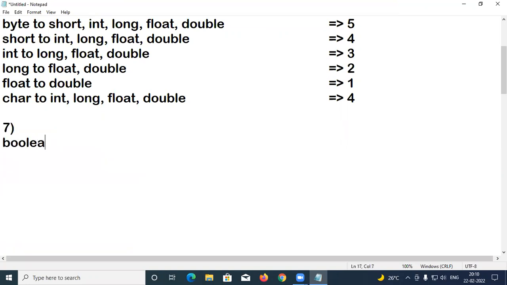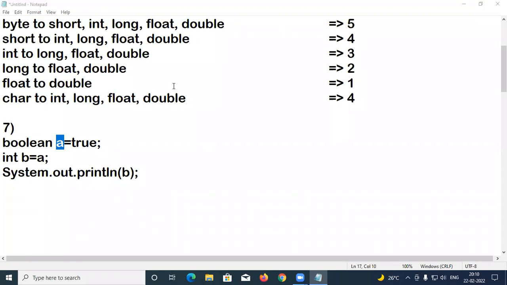7th one: boolean a equal to true, integer b equal to a, System.out.println(b). Valid or not valid? Invalid? Sure? Sure. Can we solve this error? No, we cannot solve it. It's an error only. A is a boolean type. Boolean cannot be converted to other types. So it's an error.